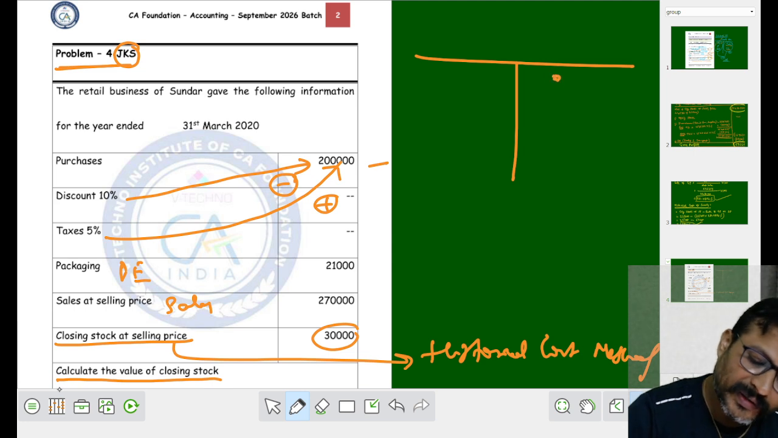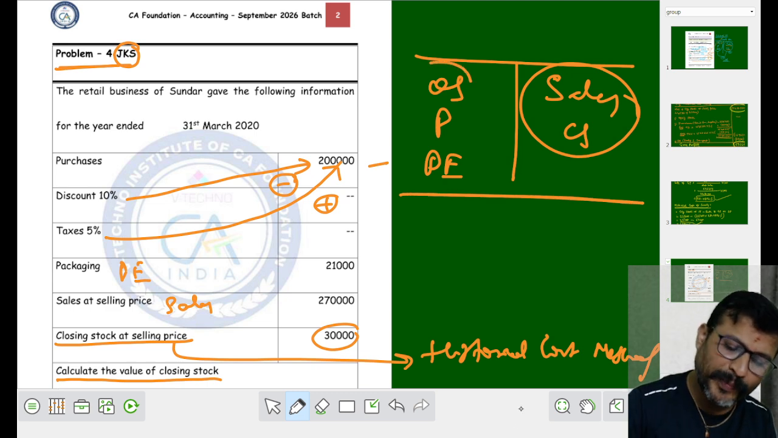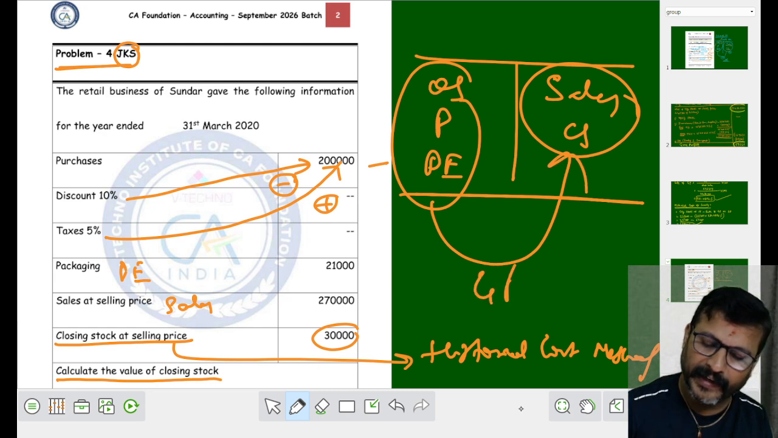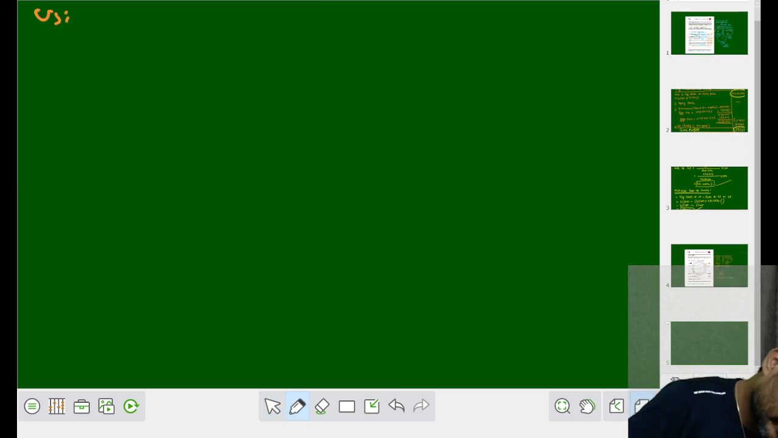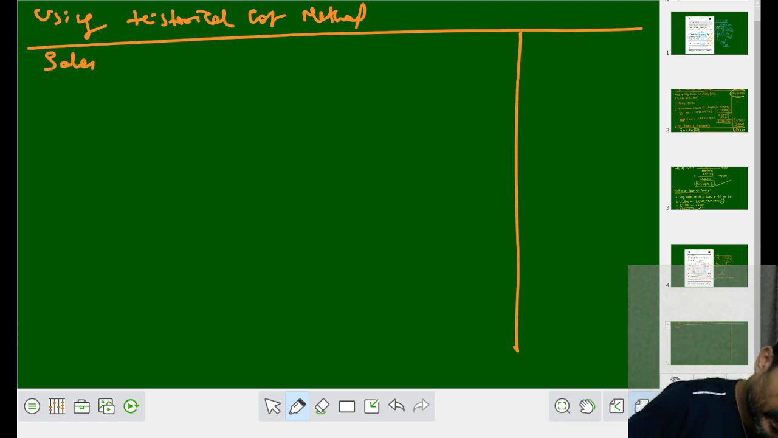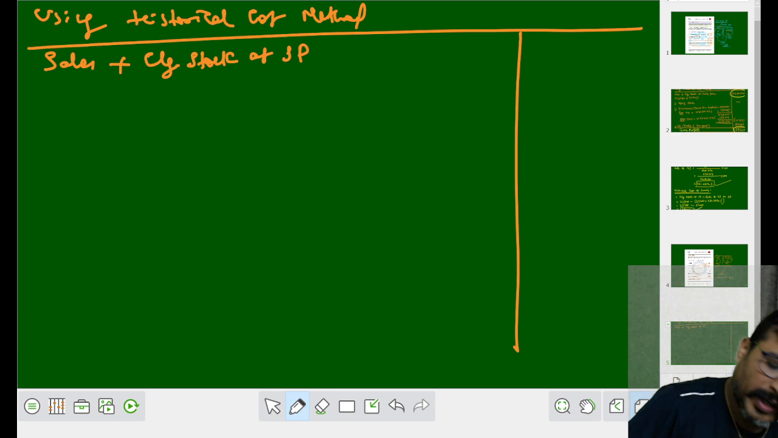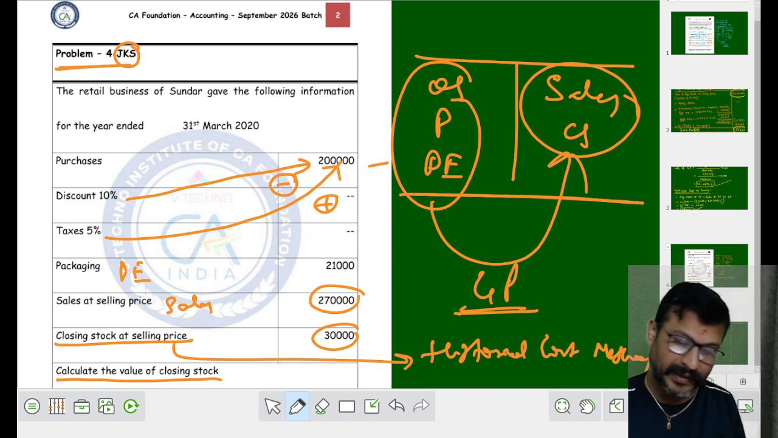This is your trading account. Here we get sales, closing stock. Here we get opening stock, purchases and direct expenses. When you subtract all these out of this, we get an answer called gross profit. Shall we try to attend to this using the historical cost method? Start your problem with sales plus closing stock at selling price. What is the amount of sales? Sales is 2,70,000 plus 30,000.